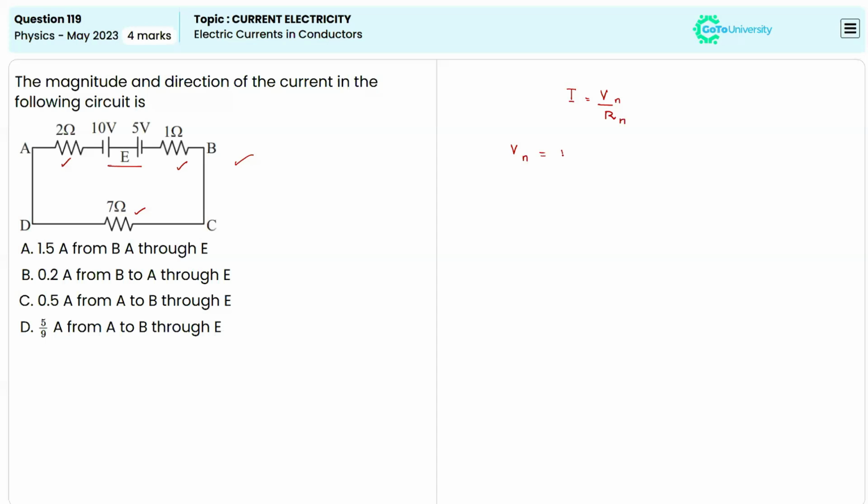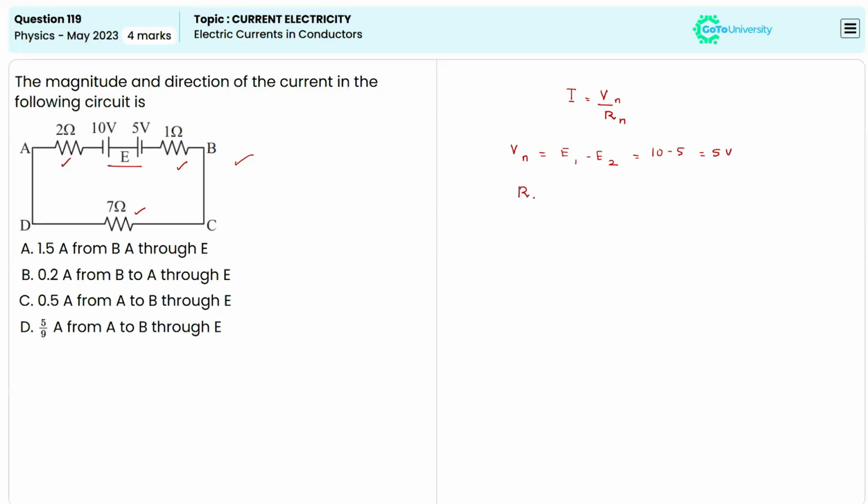So here we can say the voltage will be equal to E1 minus E2, because it's known that when the batteries are connected in series and we use Kirchhoff's law, it should be subtracted, right? So we can write 10 minus 5, which will be equal to 5 volt.